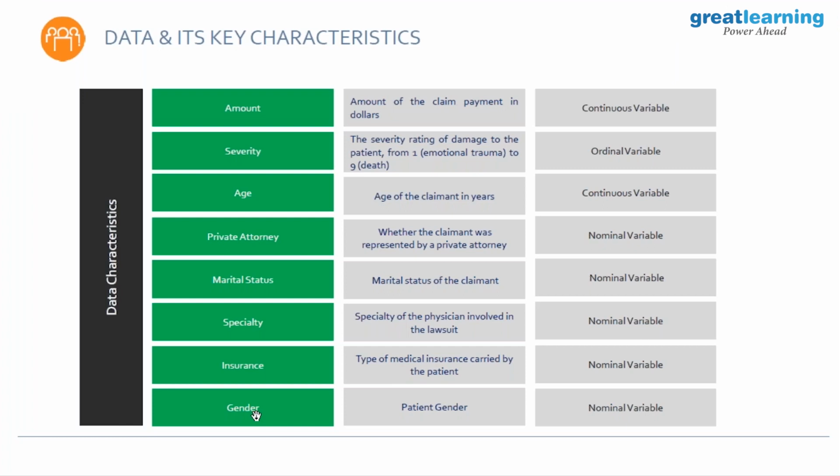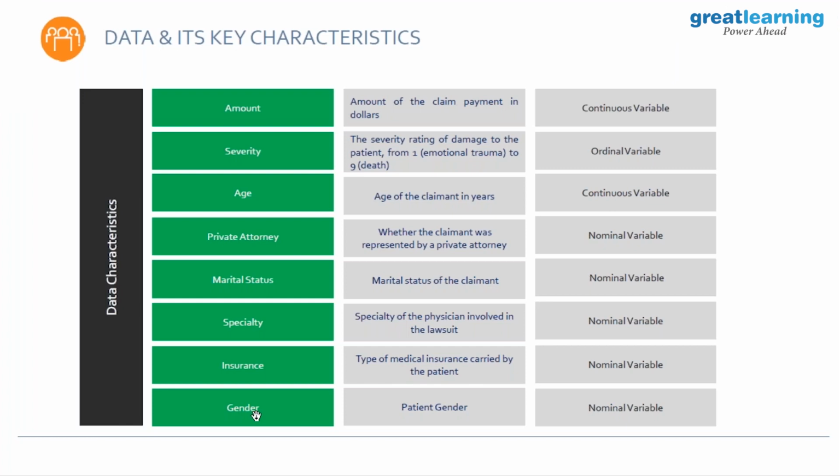Age of the claimant in years. We always look at age as a very important variable as far as historical patterns and any kind of classification to be done. Whether there was a representative in terms of a private attorney or not. And this becomes very critical because this is where the business understanding comes in. There are a lot of claims which are actually filed via a private attorney. So that is to be analyzed in the data. What is the marital status of the claimant?